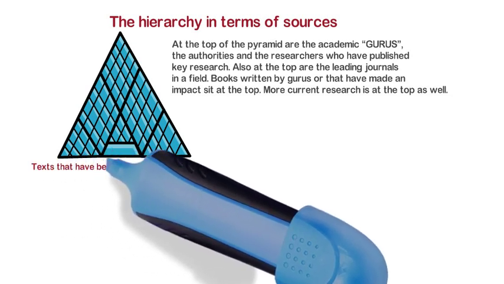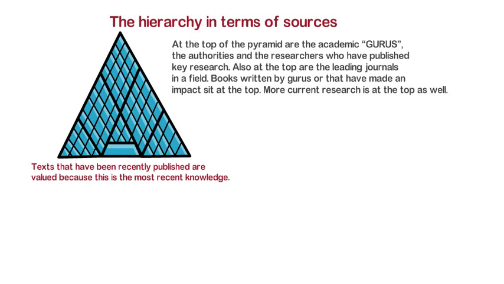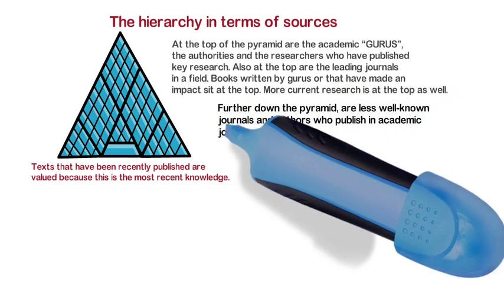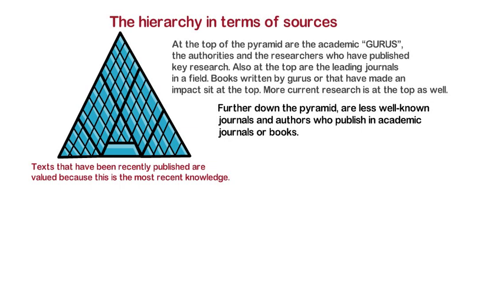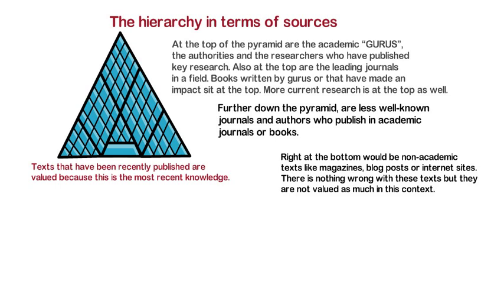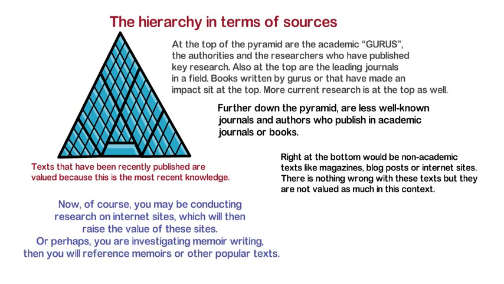Current research is also at the top of the pyramid. Texts that have been recently published are valued because of their currency and the recency of the knowledge. Further down the pyramid, you would have less well-known journals, less well-known authors, but they're still publishing in academic journals or books. Right at the bottom, you would have non-academic texts, such as magazines, blog posts, or internet sites. Now, there's nothing wrong with these sites, but they're just not as valued as much as other texts within this context.